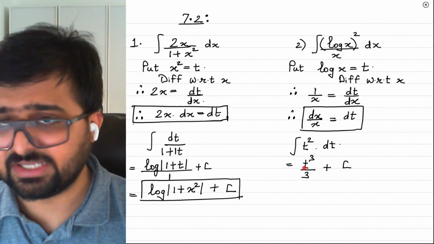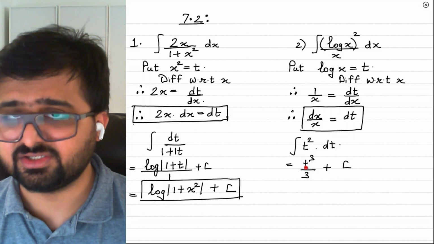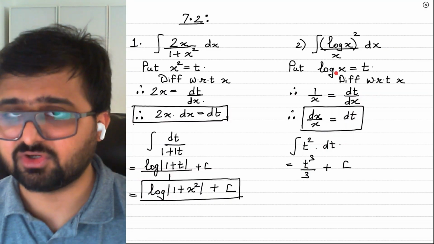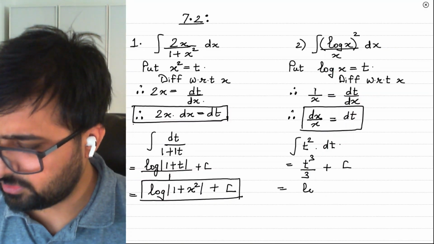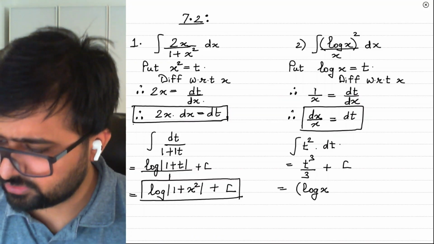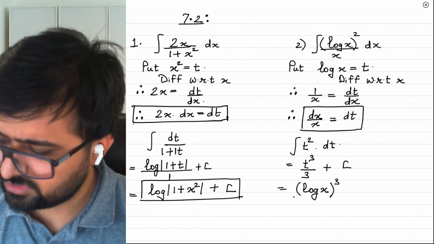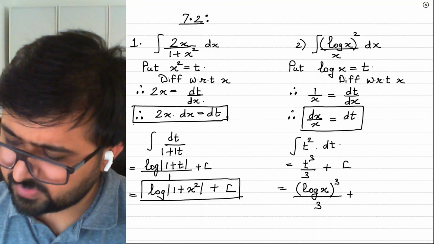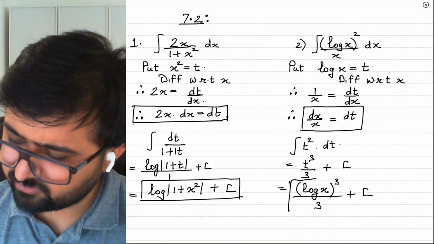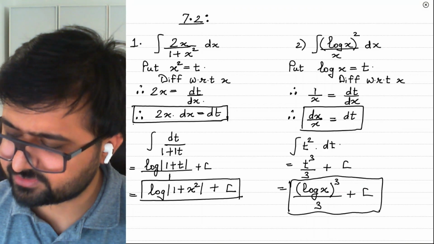Also remember in the end to replace that t in terms of x. We know t was log x, so you get log x the whole cube divided by 3 plus c, which is your final result of integration.